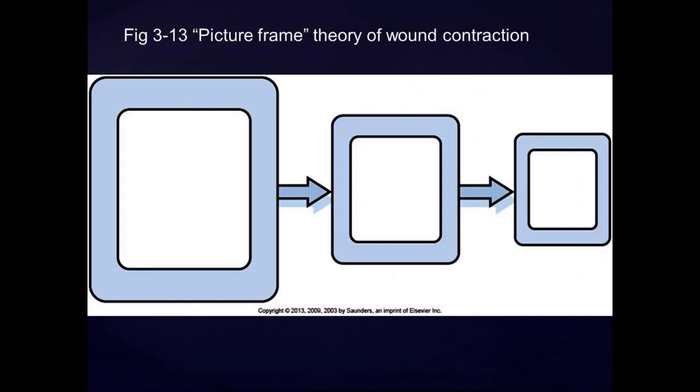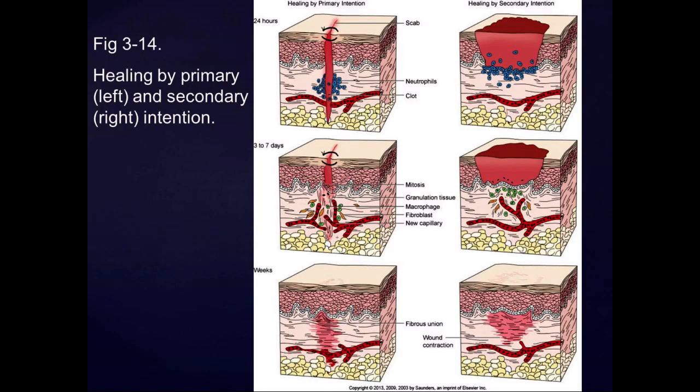So there's a thing they talk about in the book that's called the picture frame theory of wound contraction, meaning the wound doesn't just get shorter or less wide. It sort of contracts all as one wound, as though you were shrinking a picture frame. Hopefully that makes sense. So this is just a review of the healing by primary intention and secondary intention, or healing by first intention or second intention. The clean surgical wound versus the larger, less organized wound. And just a review of what we talked about last quarter.